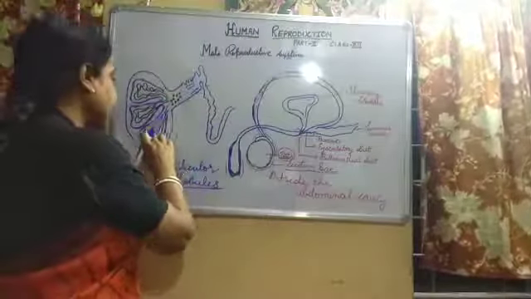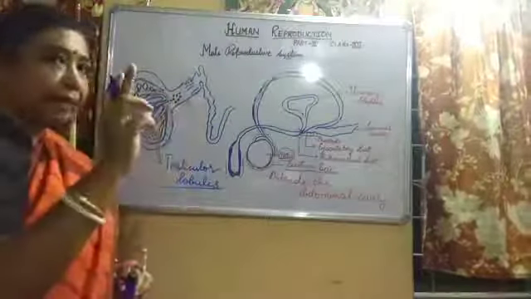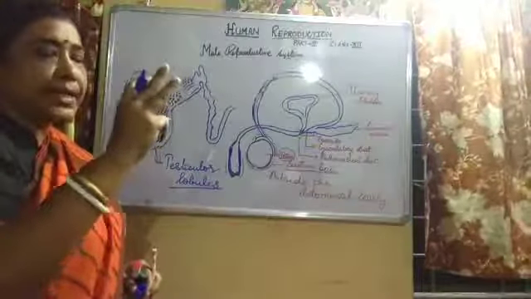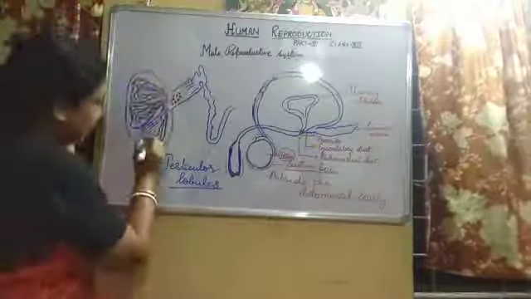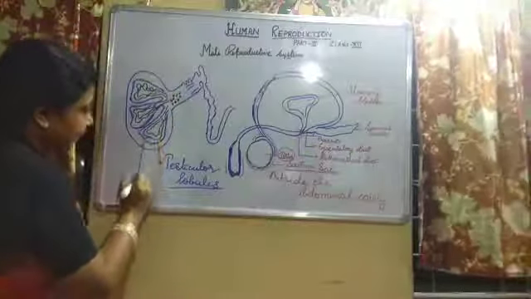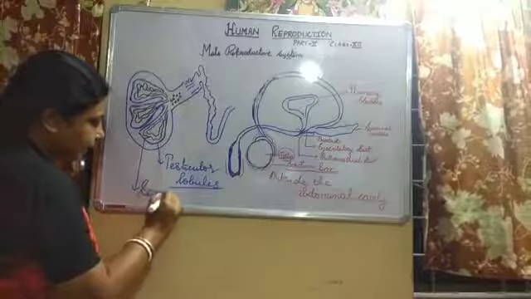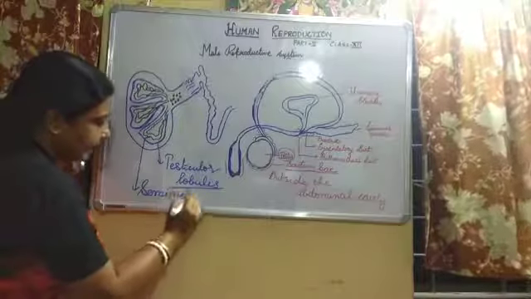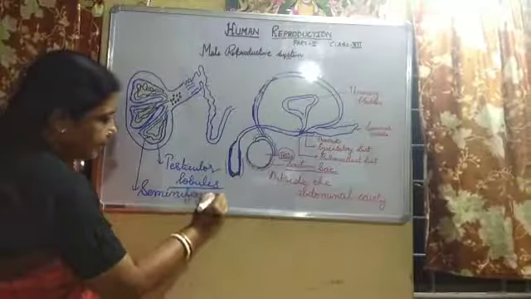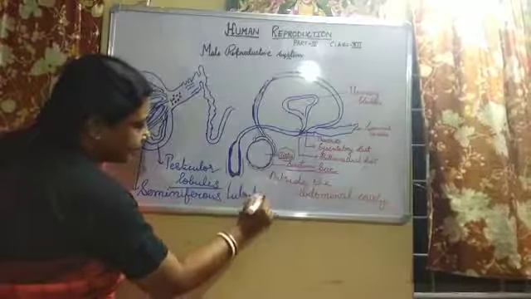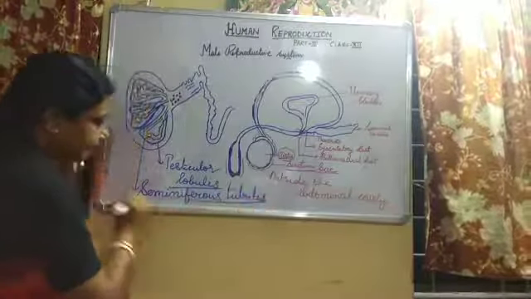And inside those compartments you will find 2 to 3 coil structures, meaning convoluted structures, and they are known as seminiferous tubules. What are they known as? Seminiferous tubules. Okay, now did you understand?